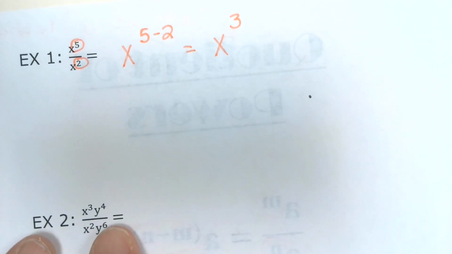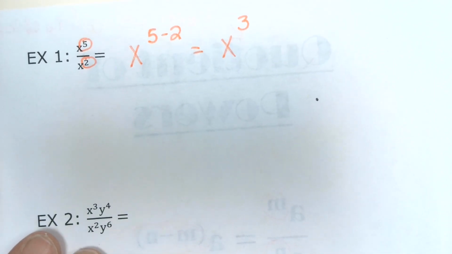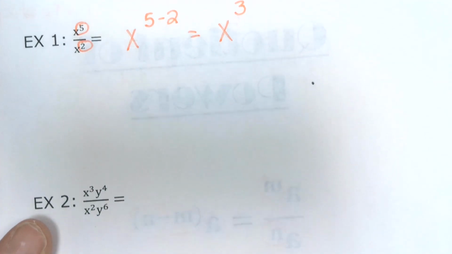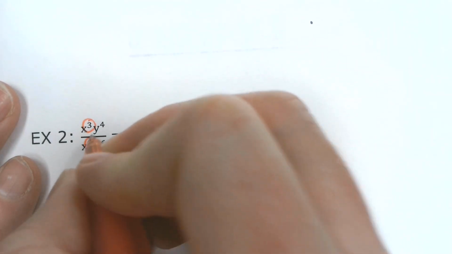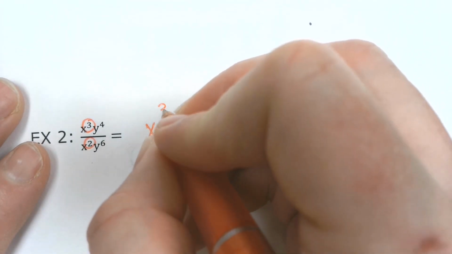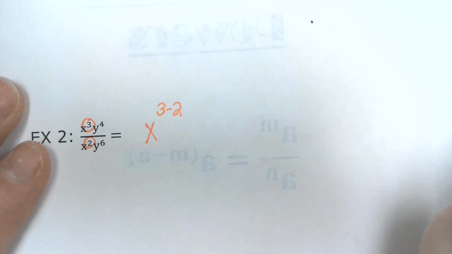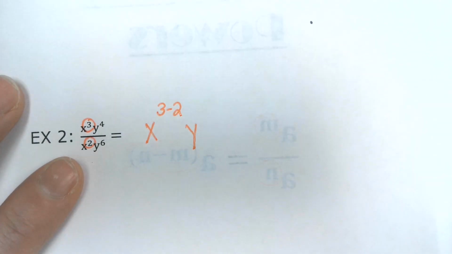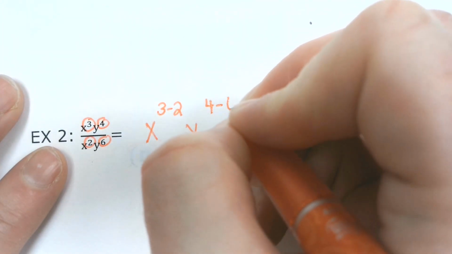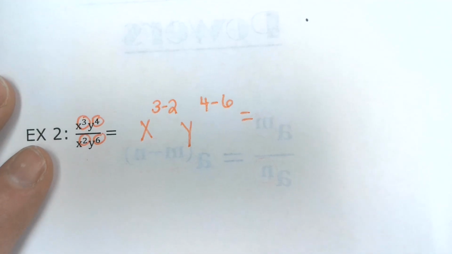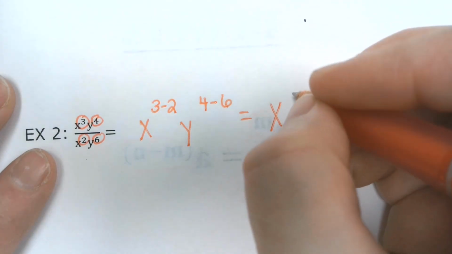Okay, look at the next one. If you have a mix of x's and y's, you just do your x's and then you do your y's. But we're still doing the same thing. All right, so the x, we have 3 and 2. So this is x, 3 minus 2. And then y would be 4 minus 6. You do top minus the bottom. Three minus 2 is to the first power.